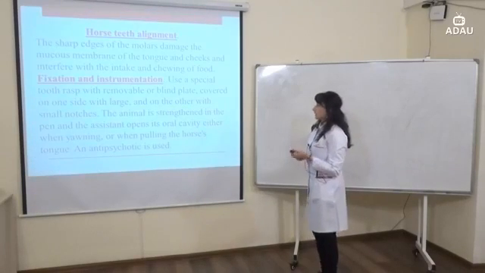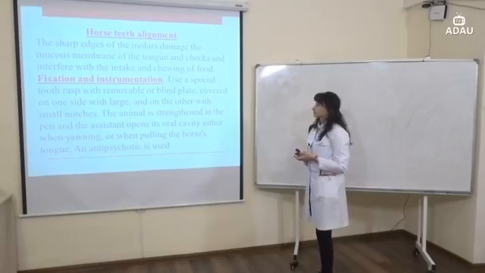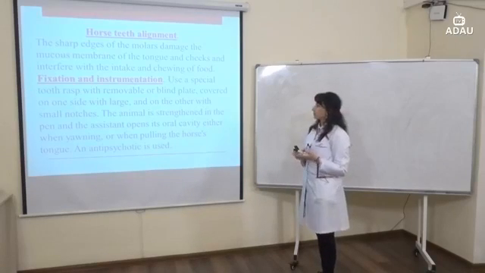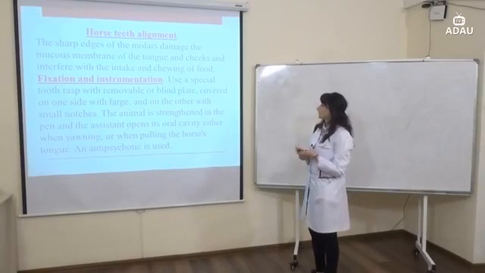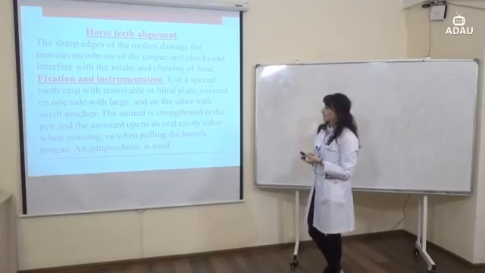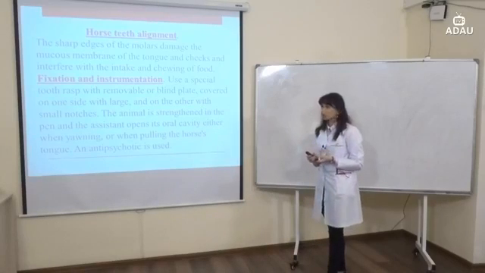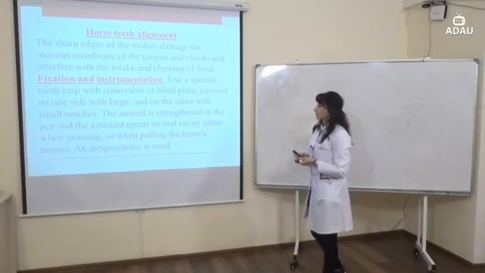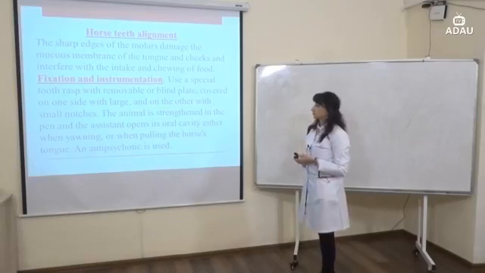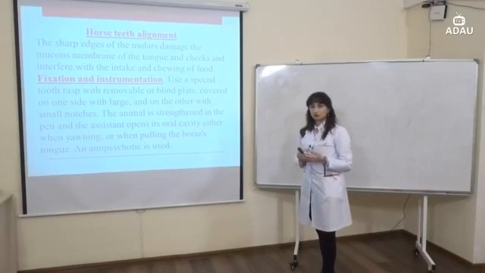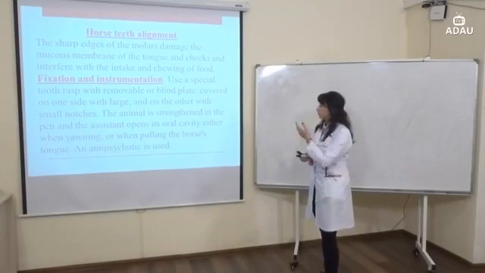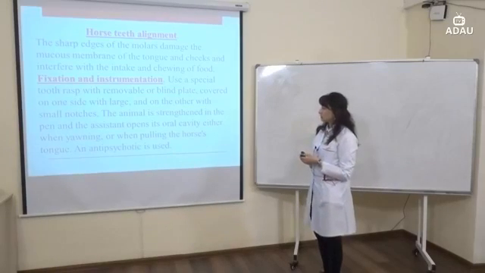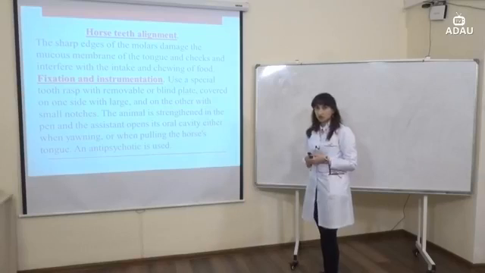Horse teeth alignment. Sharp edges of the molars damage the mucous membranes of the oral cavity, tongue, and cheeks, and interfere with chewing food. For this we use a special tooth rasp to remove sharp edges of the molars and premolars, covered on one side with large notches and on the other with small notches.